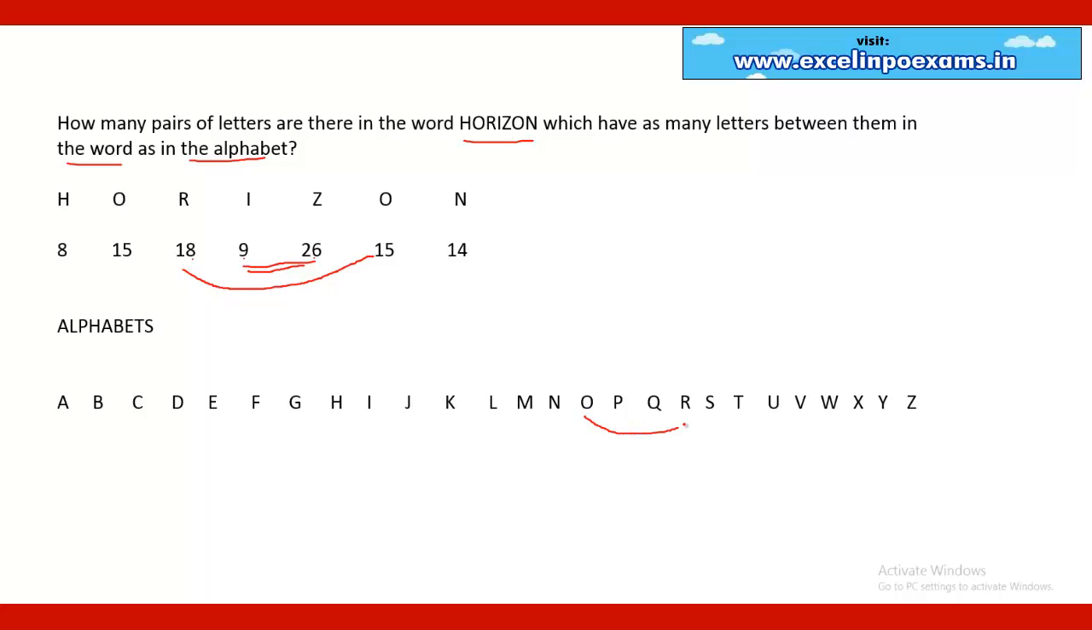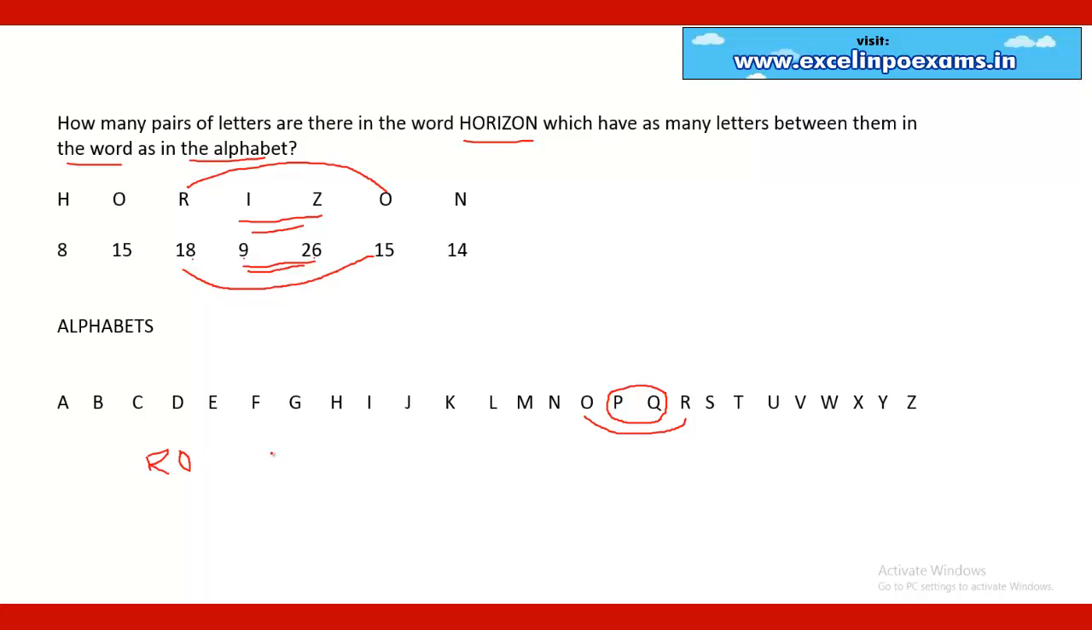Between O and R how many letters are there? Two letters are there, and that are P and Q. In the same way, in the word also there are two letters, I and Z. Therefore this pair satisfies the given condition. Therefore the first pair is R and O.